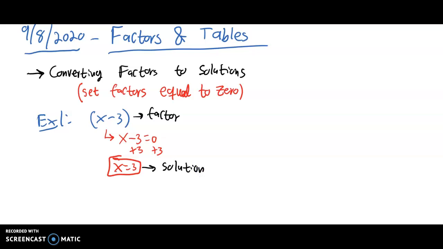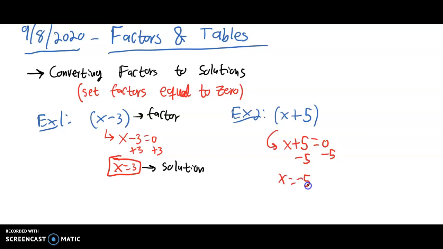Okay, let's do one more example like this. Remember to pause whenever you need, as much as you need. What if we had x plus 5? If I want this to be a solution, I'm going to set it equal to 0 and subtract the 5 over. Okay, this is a factor. This is a solution because it has an equal sign. That's our distinguishing feature. Factors do not, and solutions do have equal signs.